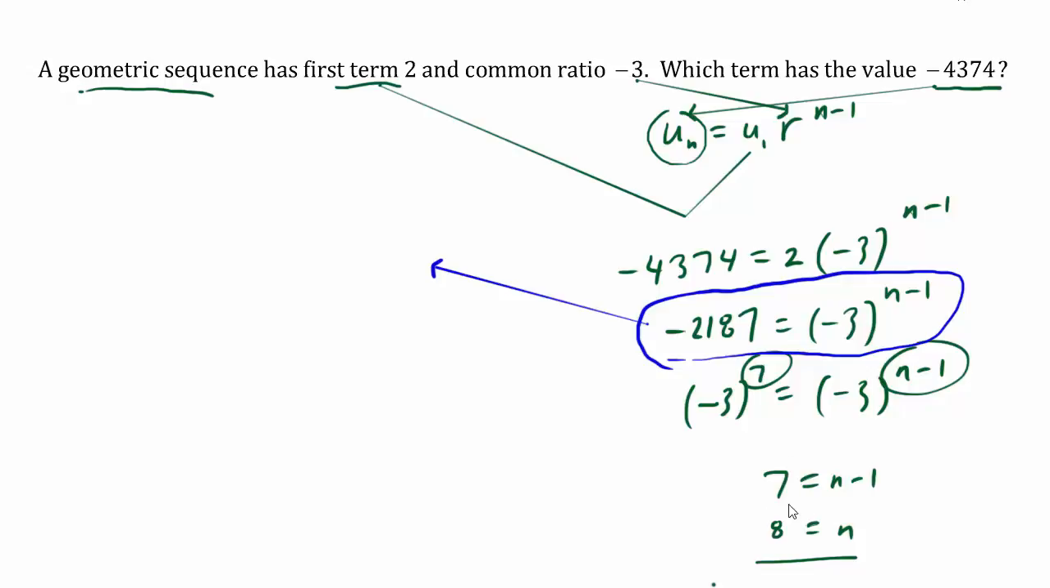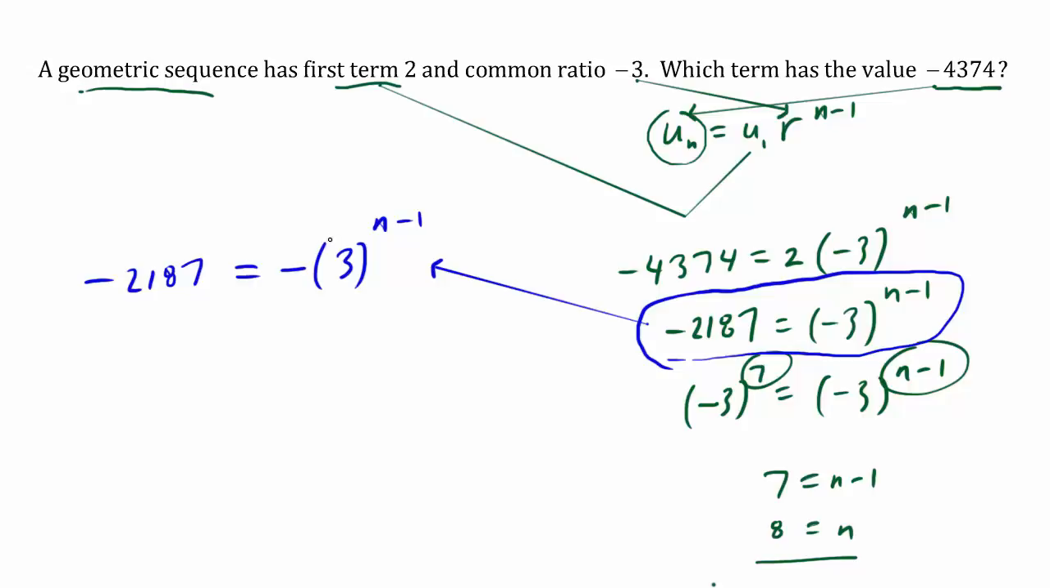So let's look at the answer again. We know the answer is 8. 8 minus 1 is 7. -3 to the 7 is the same thing. I'm just going to focus on this blue part here. I'm just going to work on the right hand side. Let me just copy down the left hand side here. Is the same thing as -3 to the n minus 1.